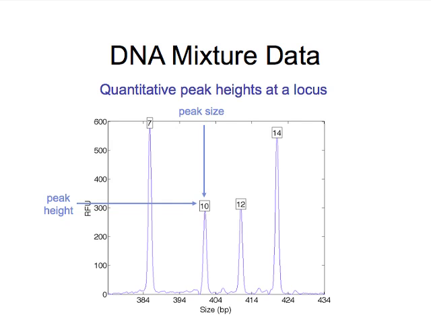So DNA mixture data is quantitative. There are tall peaks, short peaks, and their location indicates the allele, and the heights indicate the quantity of DNA. Here we see 2 taller peaks at 7 and 14, and 2 smaller peaks at alleles 10 and 12.